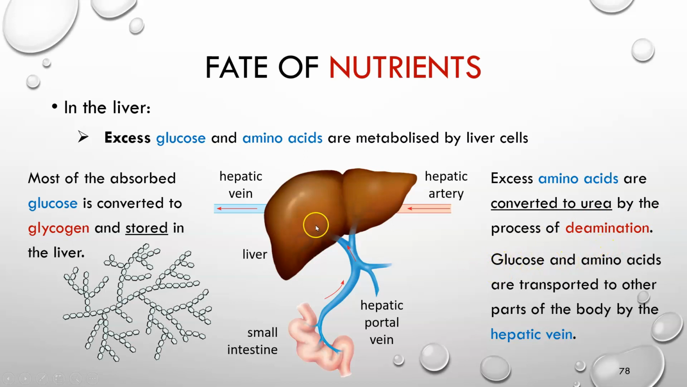Alright, then what happens after that? Okay, so some glucose and some amino acids are transported to other parts of the body by the hepatic vein. So over here, we can see the hepatic vein. This is the vein that brings the glucose and amino acids to the other parts of the body.